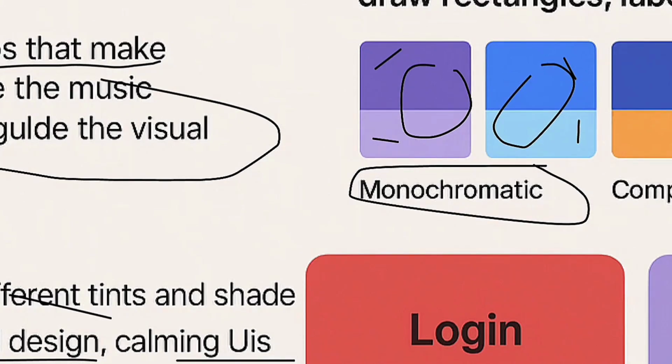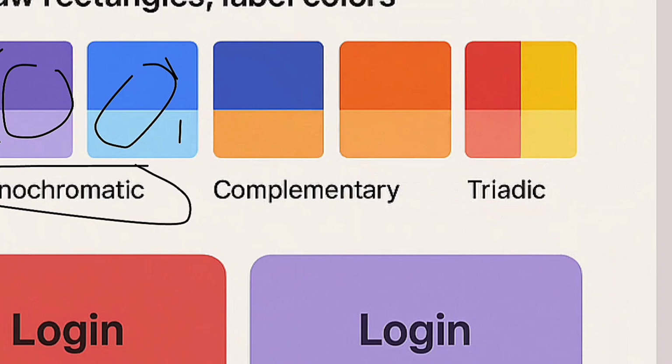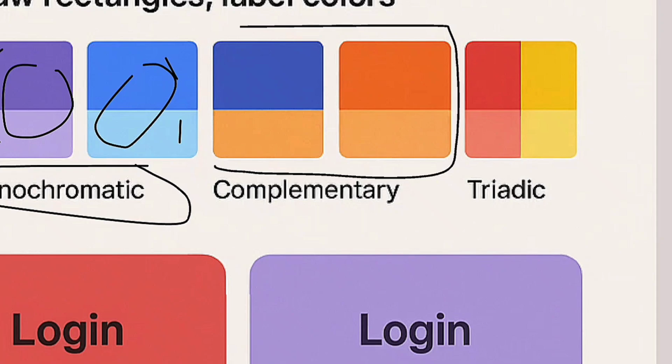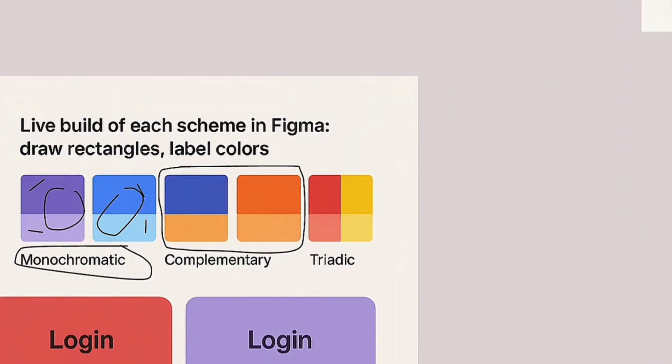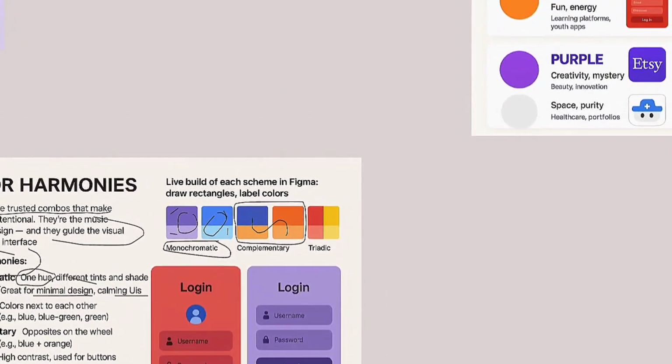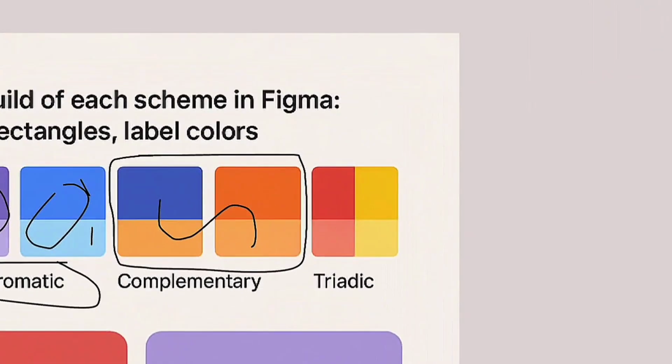Now moving on to the second one, complementary. Complementary means two colors that are opposite on the wheel, totally opposite. Orange and green is complementary. Blue plus orange is also complementary, which means high contrast, used for buttons that need to pop. Now triadic means evenly spaced colors: red, blue, yellow. They are playful, vibrant, and need balance.